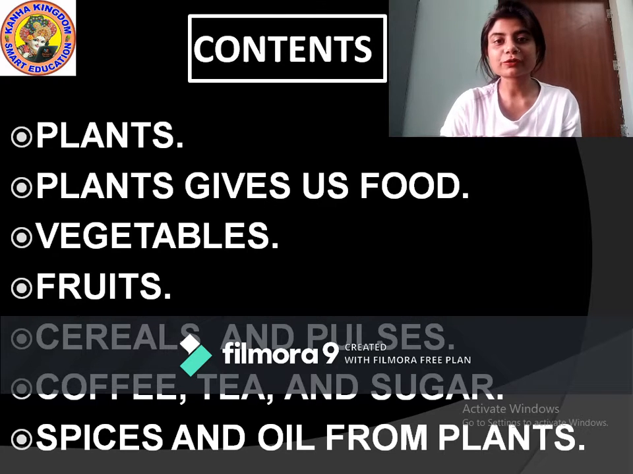So students, you can take out your copy and pencil and you can also write down if you want to. So let's begin with plants, the different parts of the plants.